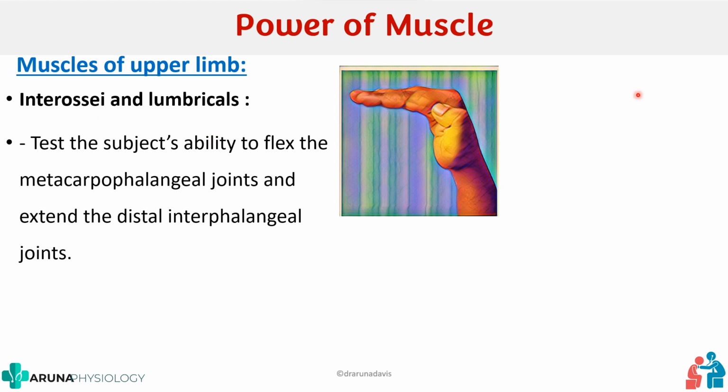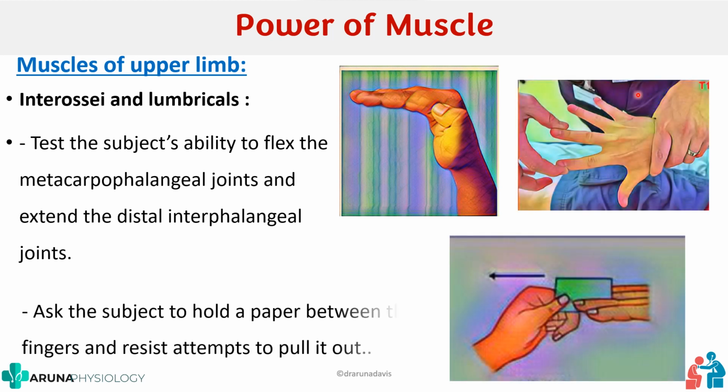But remember, what was the actual function of the interossei? It is abduction, right? So another test is you can ask the subject to abduct the other fingers, whereas the examiner applies resistance. That is how you can test for abduction of the fingers, because of PAD and DAB. To test for the other dorsal interossei, you ask the subject to abduct the fingers while you apply resistance. And to test for the adduction of the fingers, you can use the card test. You ask the subject to catch hold of a card or a piece of paper like this, and the examiner will try to pull it out. So this is another method by which you can test the interossei and lumbricals.